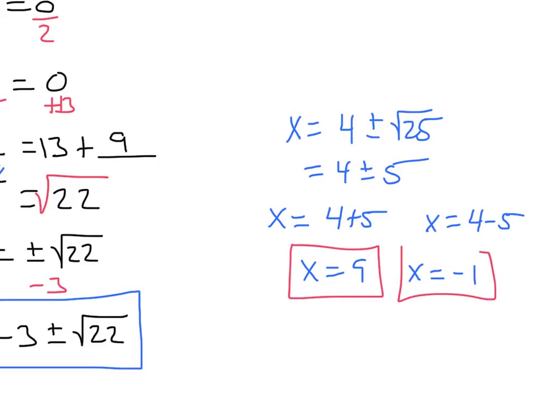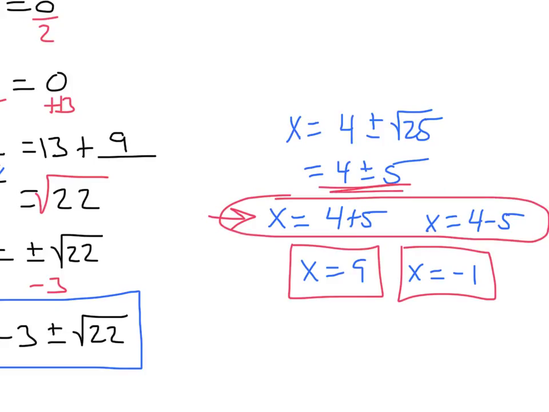Now, as far as do you need to show this line of work every time in this situation? Well, no. If you can do 4 plus 5 and 4 minus 5 in your head, then that's fine. Okay? But please remember that this is what that means. 4 plus and minus 5 means 4 plus 5, 4 minus 5. And you would then have to give me those individual answers if that's how your work showed up.